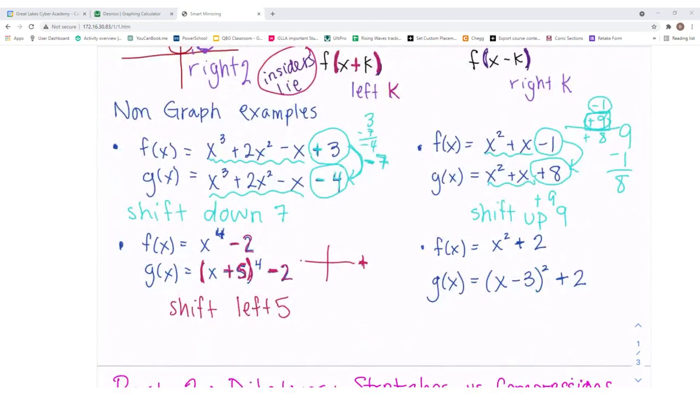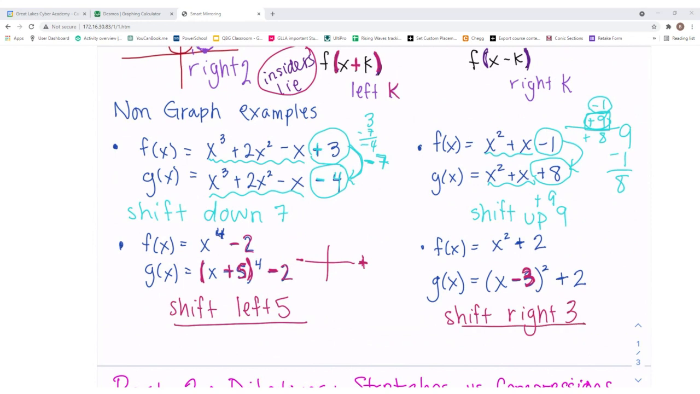So with this one saying subtract 3, what would that be instead? It'd be shift what? Yes, right. 3. Nice work. All right, so that's this up, down, left, right. So that's half of the lesson.